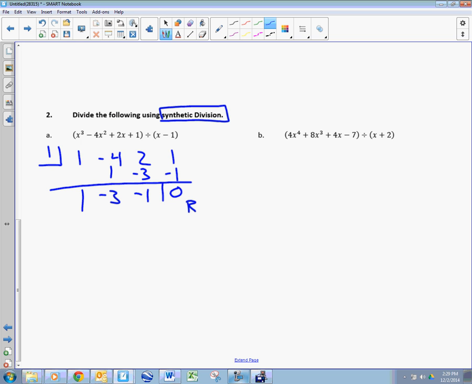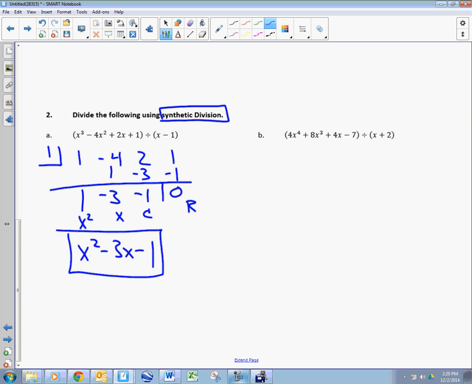So it divides evenly because there's no remainder. What do these mean? That's my constant. That's my linear term. That's my x squared term. These are the coefficients. 1x squared minus 3x minus 1. That's the answer. Synthetic division is extremely useful, and it's very quick. Is there a question on what I just did?